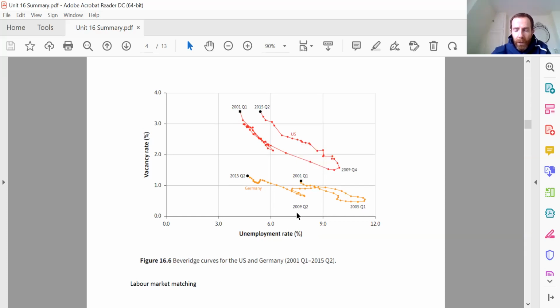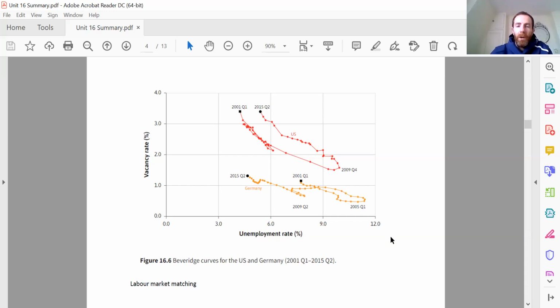And with Germany, we see something similar. 2001 to 2005, we seem to be on a Beveridge Curve around here. But then after that period of time, particularly after the financial crisis, we seem to have shifted to a new one. And why might this be the case? Well, in particular for Germany, it introduced some reforms to its labor market, which made it easier for workers to find jobs and for firms to find workers.